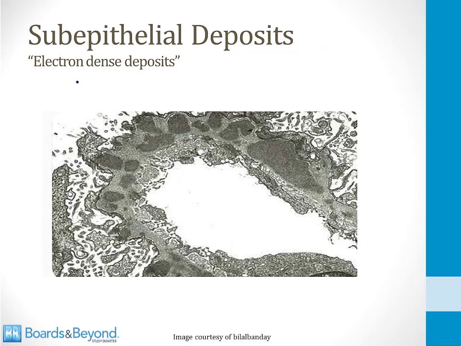The characteristic electron micrograph finding in membranous nephropathy is the presence of electron-dense deposits. If you look at this picture on the screen here, the middle of the picture is the capillary lumen. Bowman space is out here. You can see these dark spots. These are subepithelial immune complex deposits. Those are called electron-dense deposits, and those are characteristic of membranous nephropathy.